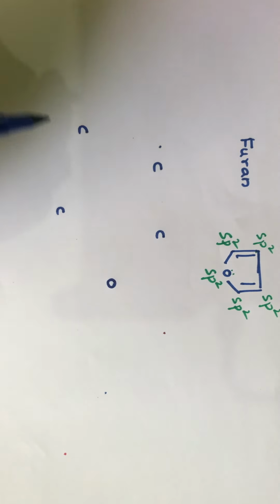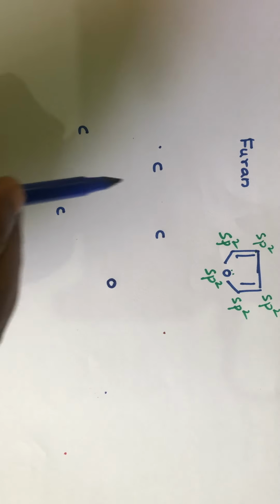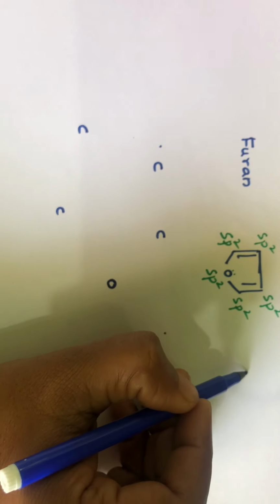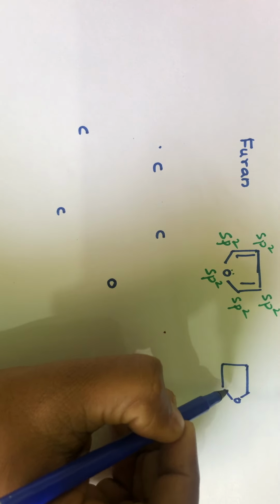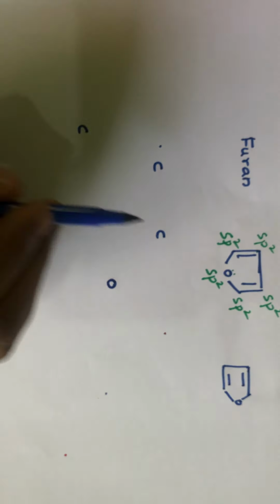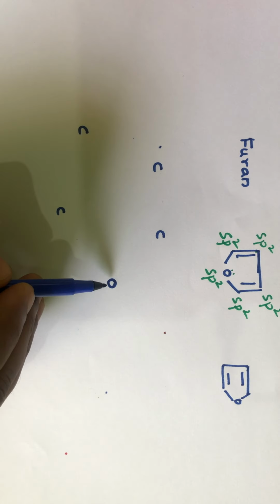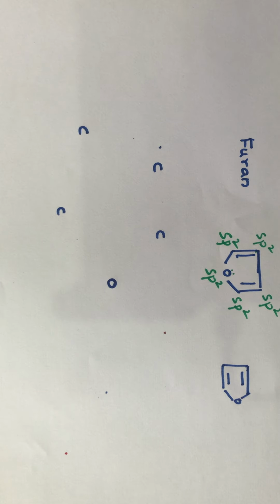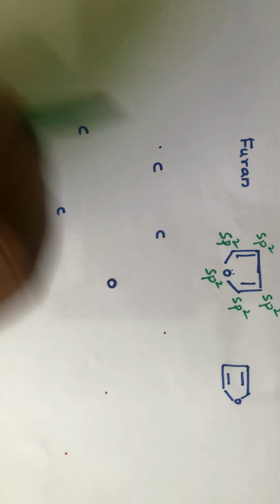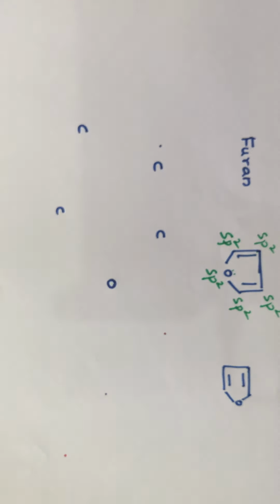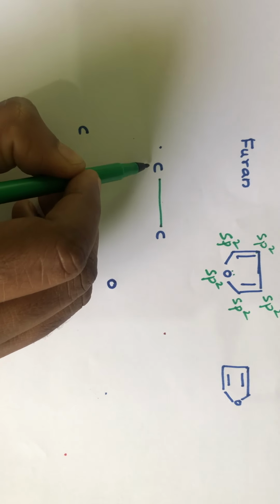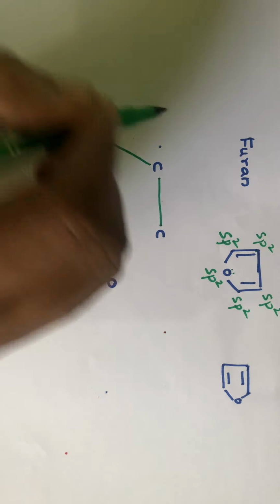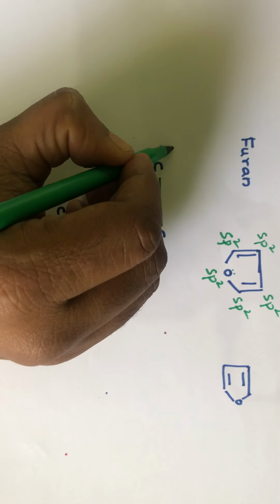Anyway you can draw it, but it will be easy for me to show the orbitals. That's why I have taken oxygen like this. That means I am drawing the molecule like this. So 4 carbon atoms and 1 oxygen atom. Now, the hybridization is sp2. sp2 means it has 3 sp2 hybrid orbitals. So with 1 sp2 it will form a bond with this carbon. Another sp2 it will form a bond with this carbon. Another sp2 it will form a bond with hydrogen.